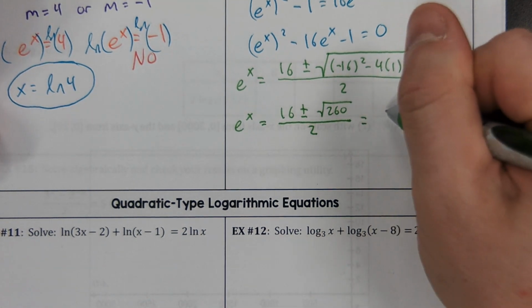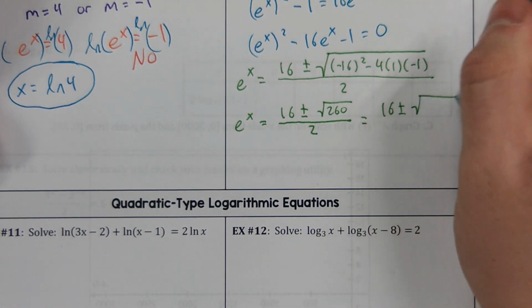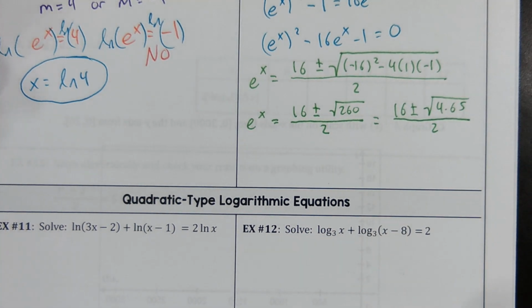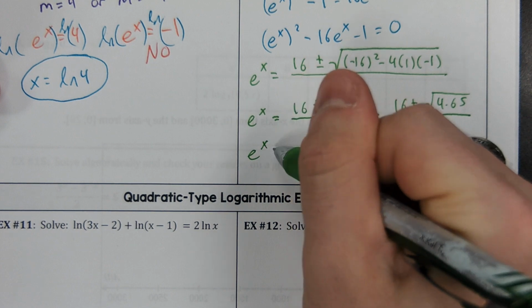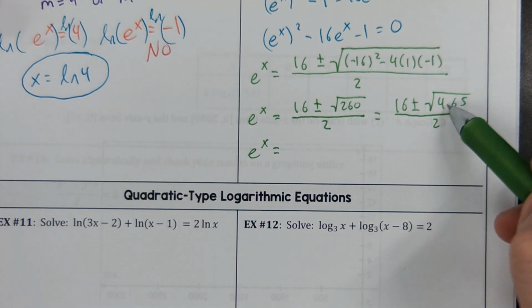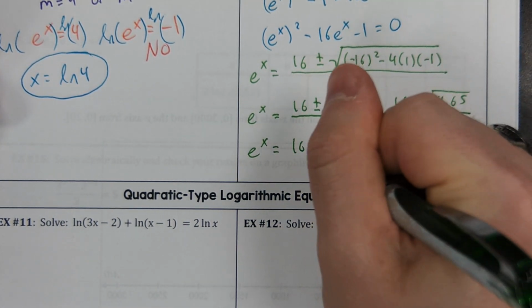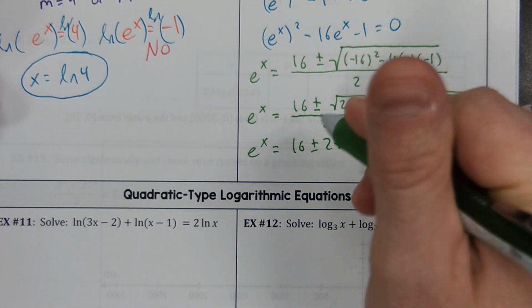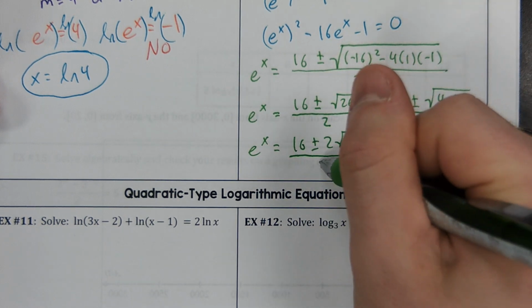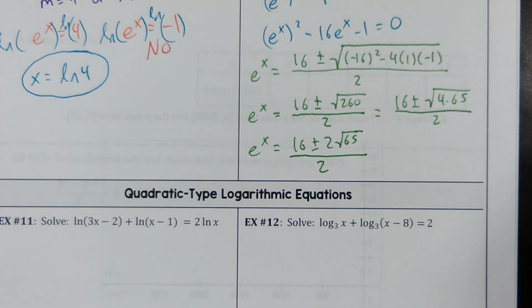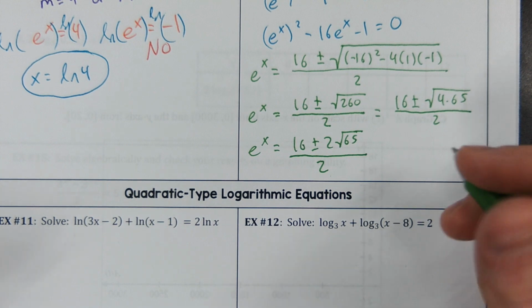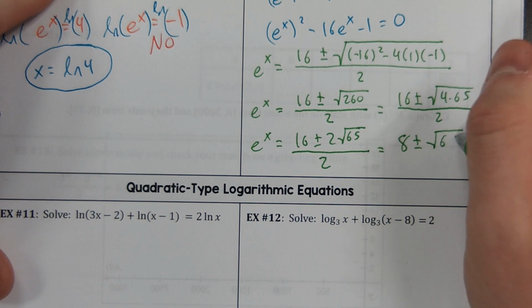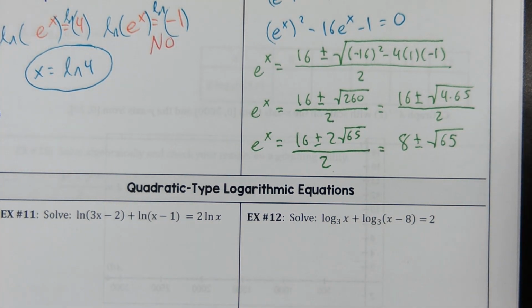So it's going to give us 16 plus or minus the square root of 4 times 65 all over 2. The square root of 4 comes out as a 2. 16 plus or minus 2 root 65, all over 2. Oh wait, we can reduce this, can't we? 8 plus or minus the square root of 65. There we go. How would you isolate the x?